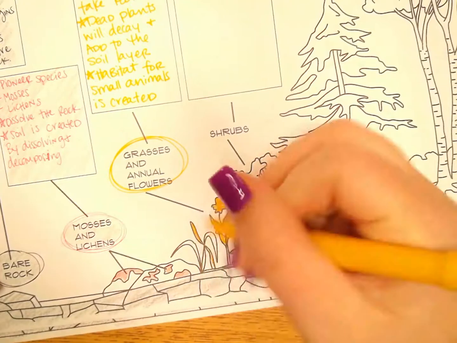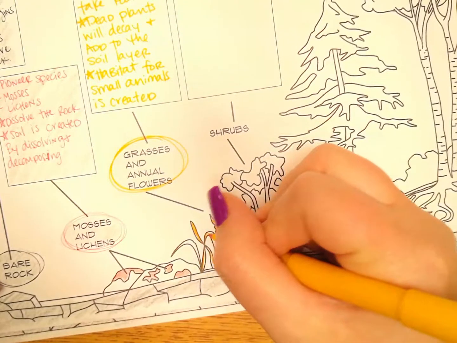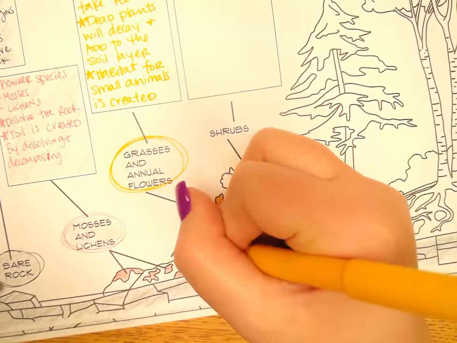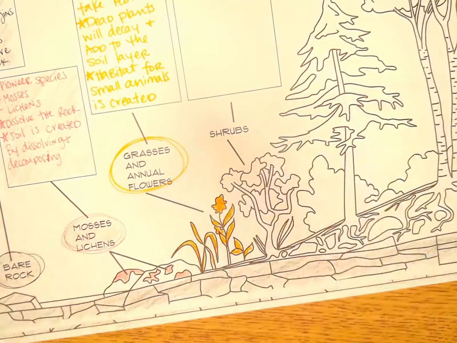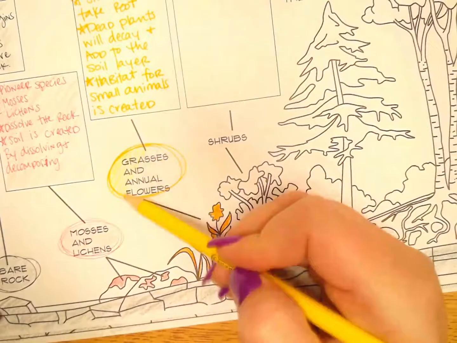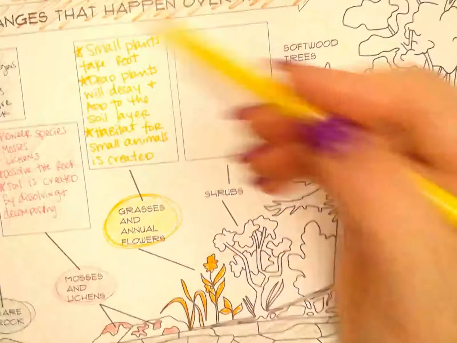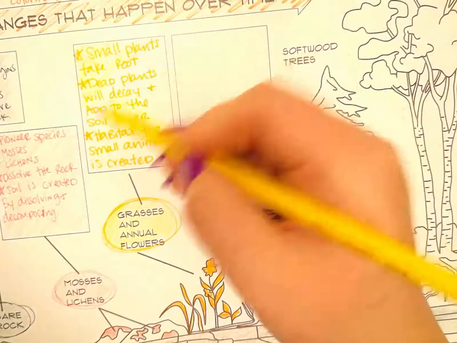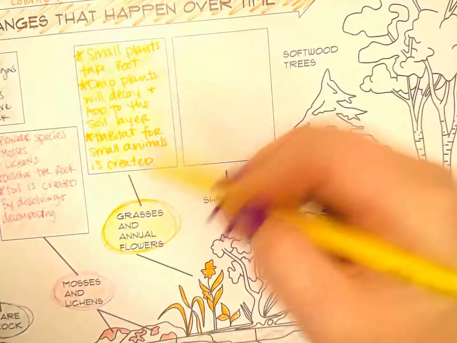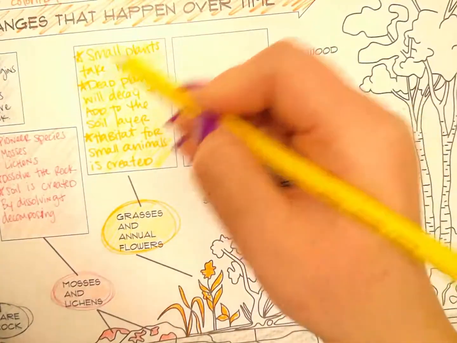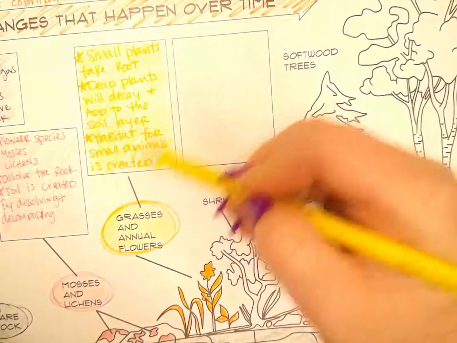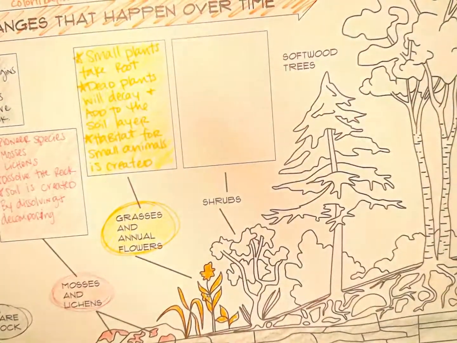Little grasses. All the things that are able to start moving into that area. And I am going to shade my little boxes up here. Remember, color helps us remember things, so we're adding this color to help us remember each of these steps in succession.